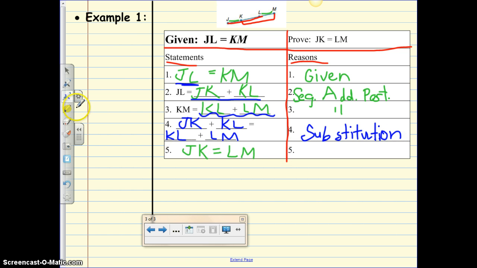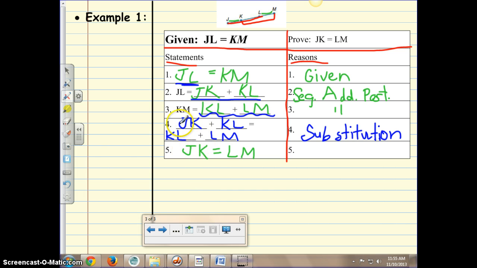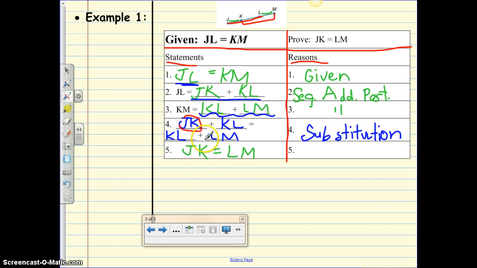Now we're close to getting what we want to get alone. Remember, we want JK to equal LM. But what do we have on both sides of the equal sign that we need to get rid of? We have a KL. And if we have the same thing on both sides of the equal sign, we can just subtract them from both sides and they will cancel out. So JK is equal to LM by the subtraction property of equality.